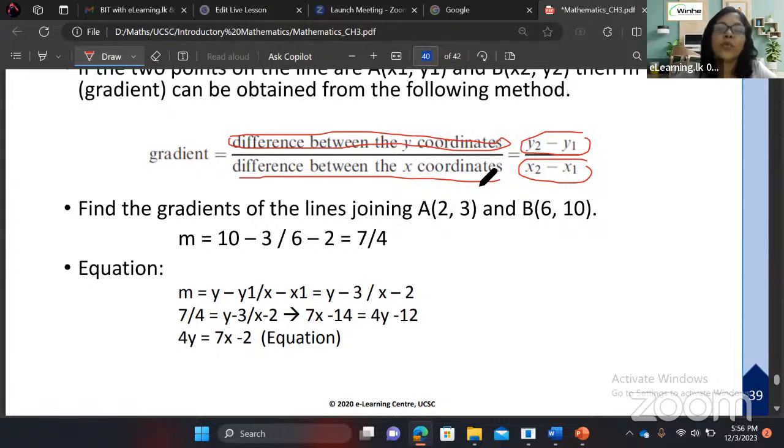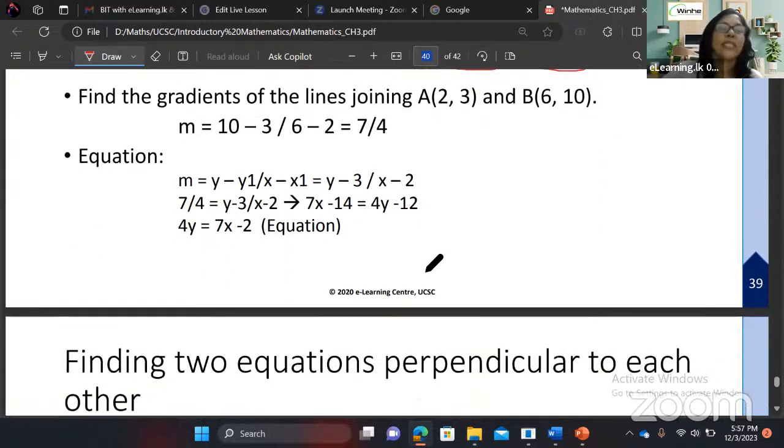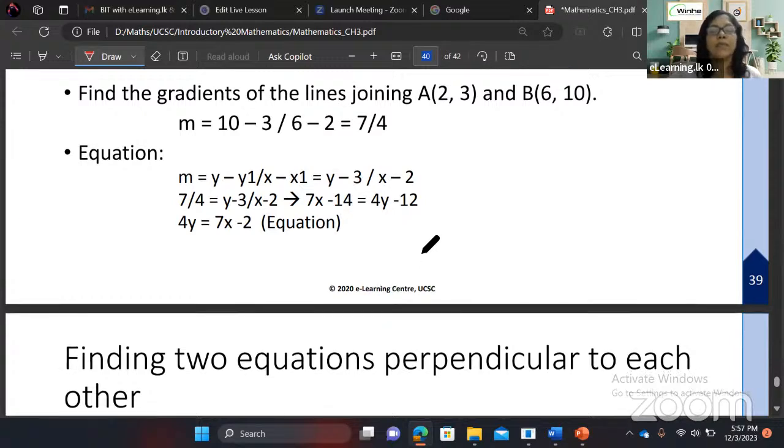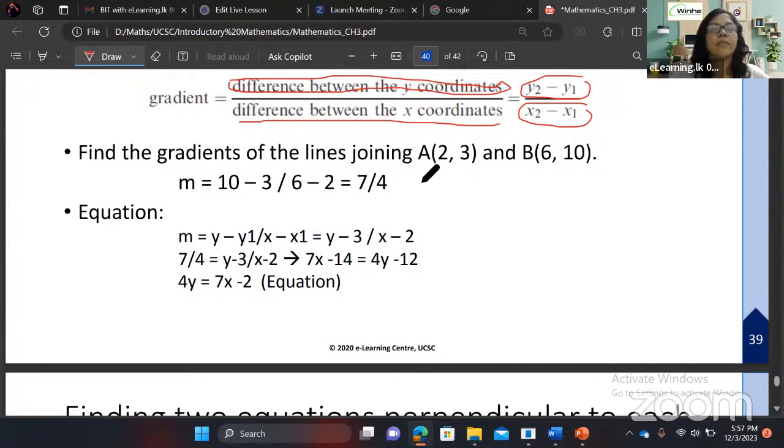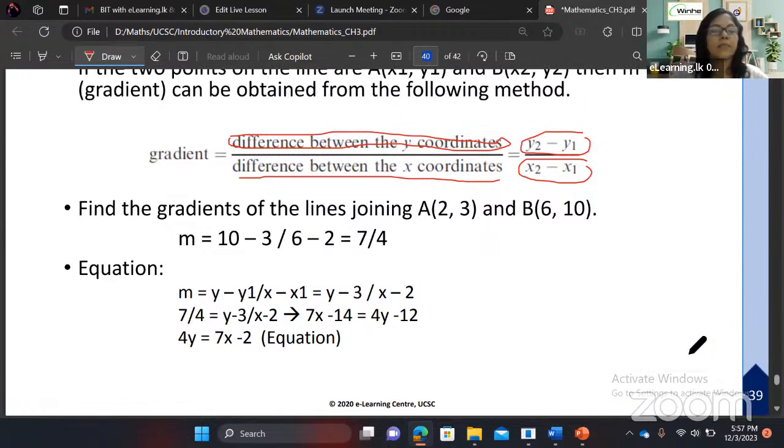And also, if you know a gradient and a point which that straight line is going through, then you can find the equation of that straight line, right? Or the equation of that graph.